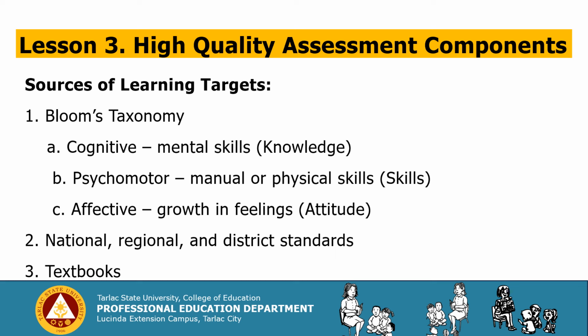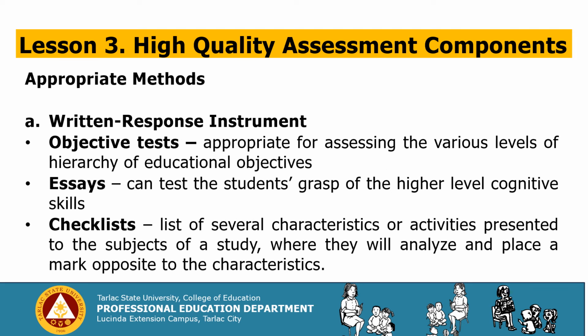We also have the national or regional and district standards. Also, we have textbooks. We're done with the clear targets. Let's now move on to appropriate methods. Letter A, we have written response instruments that include the objective tests, essays, and checklists. When we are talking about objective tests, these are appropriate for assessing the various levels of the hierarchy of educational objectives.